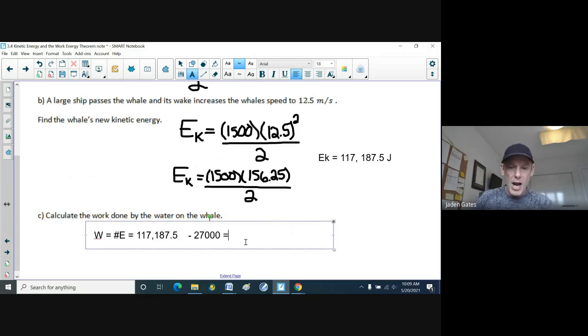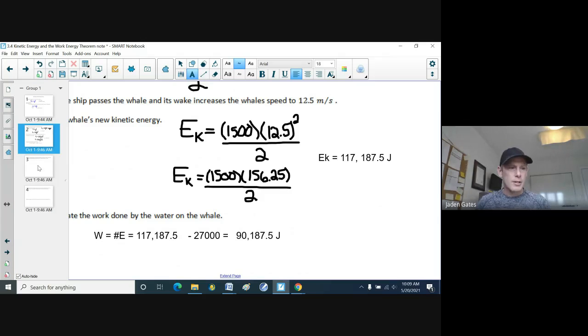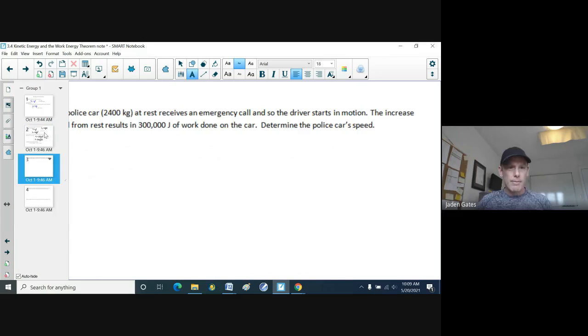And so if I subtract those two numbers, that's going to tell me how much the energy's been increased. In other words, how much work has been done on the whale. And when I subtract those numbers, I get 90,187.5 joules of work. That's quite a bit of energy that has been done on the whale to speed it up. All right, let's see here.